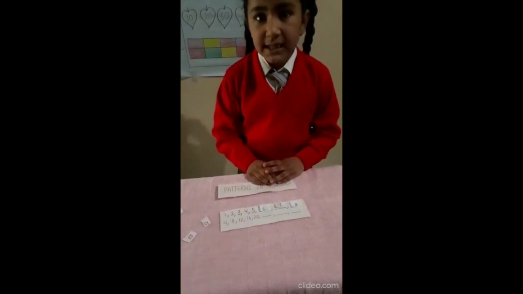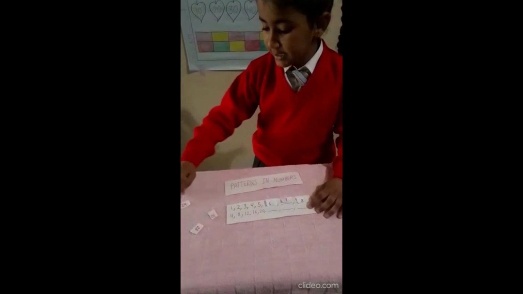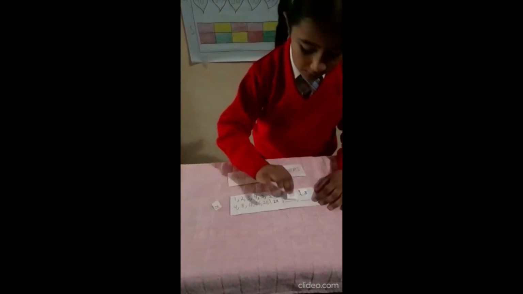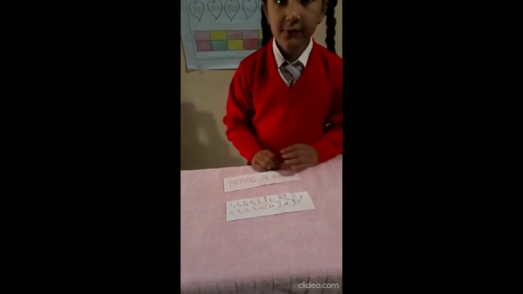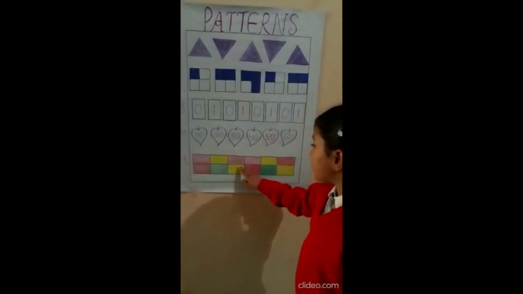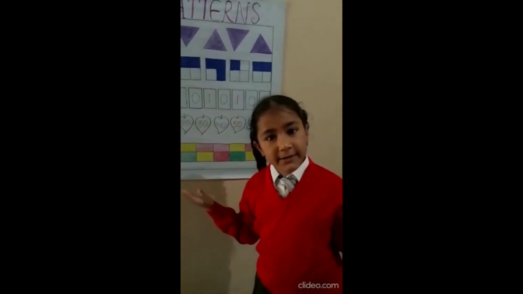Now this is a table of 4. 4, 8, 12, 16, 20, 24, 28, 32. This is a color pattern: pink, yellow, red, and so on. Thank you.